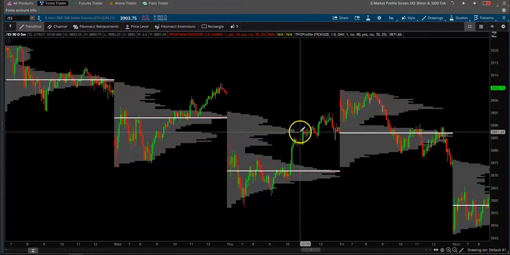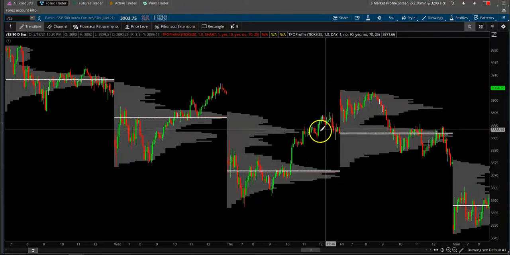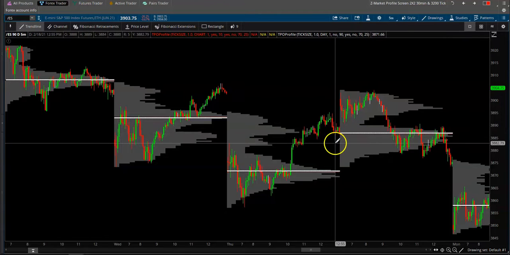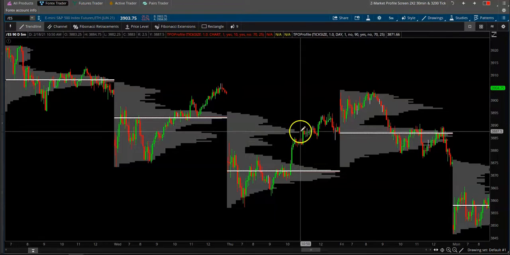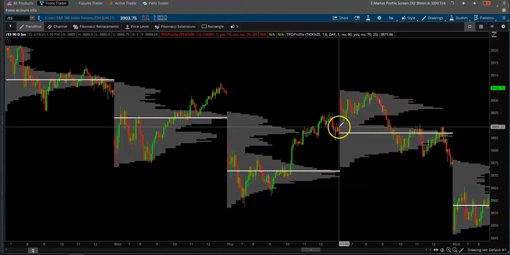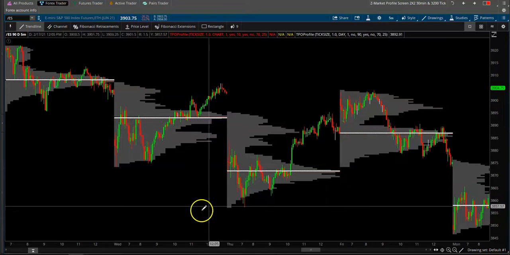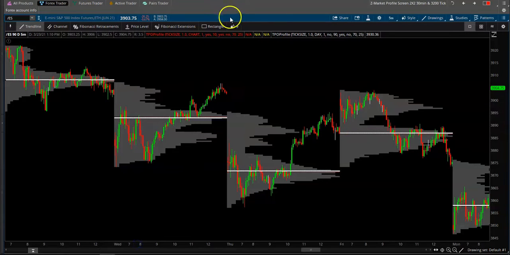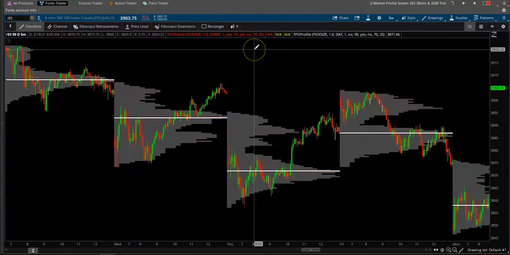If it came back down to this level, we could see this is where they're trying to build the point of control. Maybe if we overshoot, I'll look to get long, hoping that they bring it back up here, and then maybe sell for quick little scalps. So that is kind of what's going on. That's how to trade double distributions.